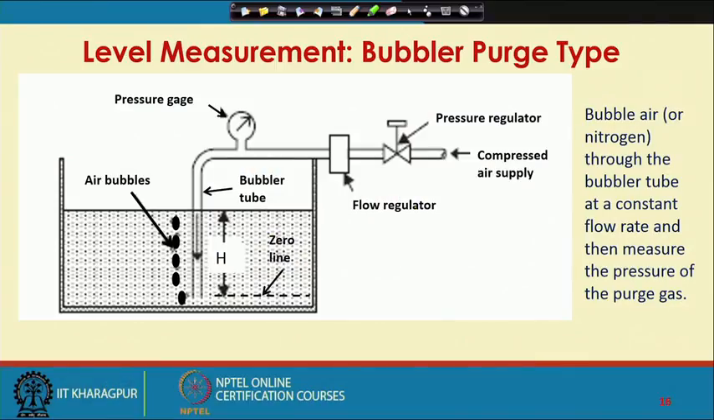Next, we will talk about a bubbler or purge type liquid level measurement. What you see is a bubbler or purge type level gauge. So, this consists of a bubbler tube.